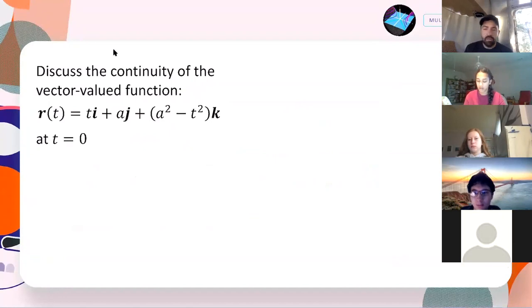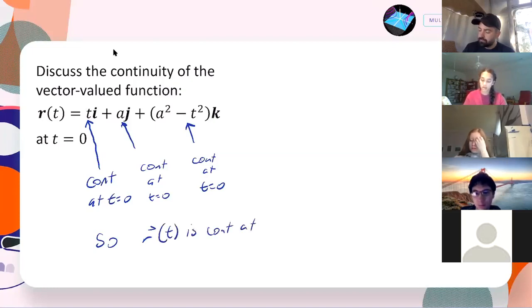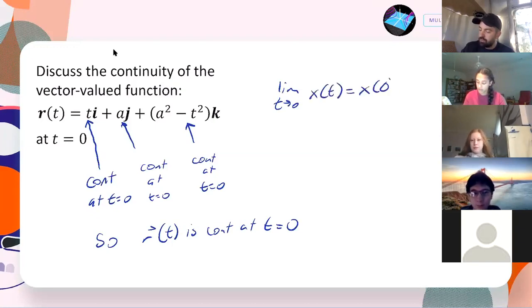Otherwise, continuity is the same as domain. If you're asked to discuss continuity of a vector valued function, you're just looking at each component individually. x equals t is continuous at t equals 0. a is just a constant, that's continuous at t equals 0. There's a parabola, continuous at t equals 0. And remember, if you're not sure, you're looking for things that make denominators 0. We're looking at whether the limit as t approaches 0 of each of those parameters is the same as plugging 0 in, and same with y of t, and same with z of t.